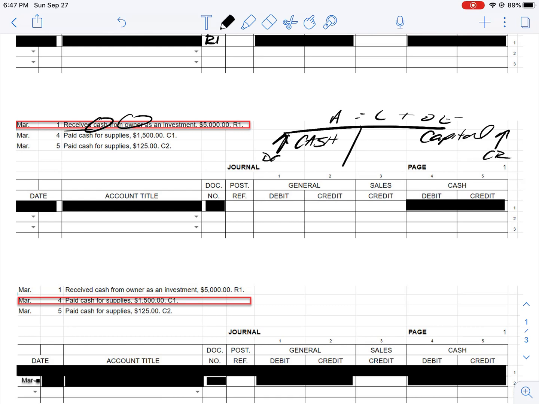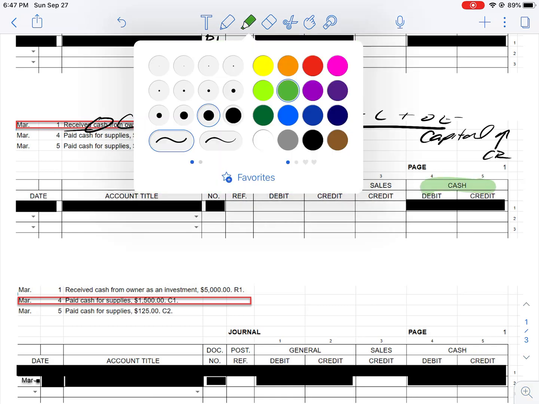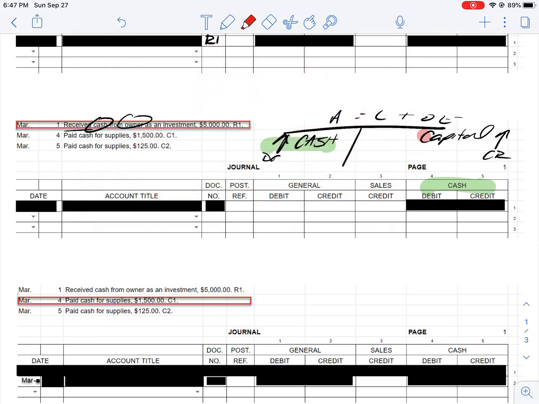Okay, so if you think about that here, it looks like we do have the cash part all set up and running for people because the cash is there. However, the one thing that we don't have is the capital going on over here.